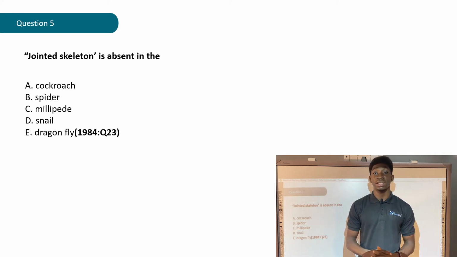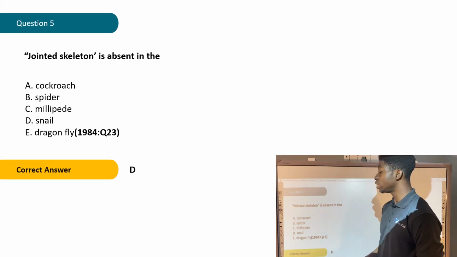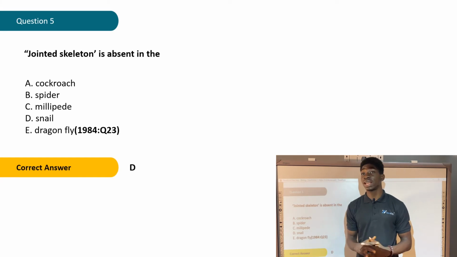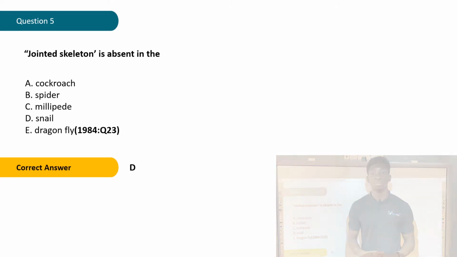Okay, let's see what the correct answer says. The correct answer is D, snail, because jointed skeleton or jointed appendages is a feature of arthropods. And all of the other options, the organisms we have there, are arthropods. But the snail is a mollusk, so the snail doesn't have a jointed skeleton.